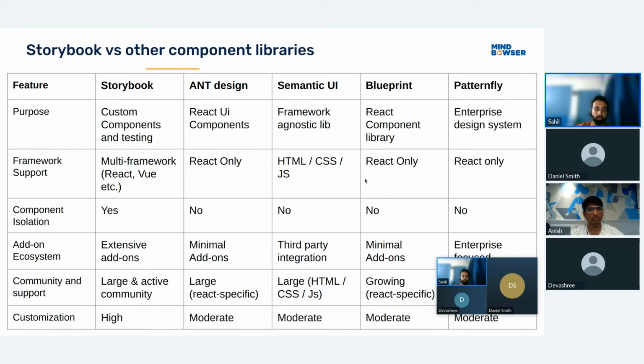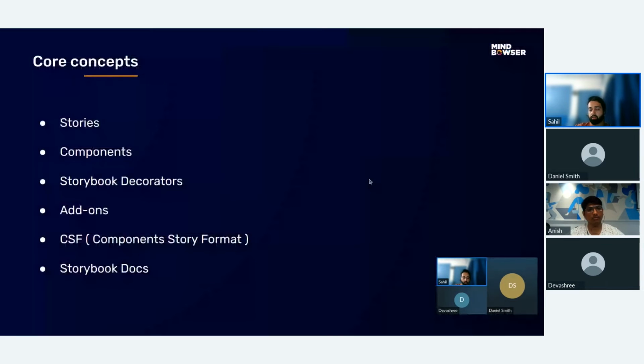Next, we'll go through the core concepts of Storybook. The first one is stories. In Storybook, stories are the fundamental units that represent different states or variations of a UI component. Each story showcases a specific instance of a component, and this allows us to see how it behaves under various conditions, such as when we pass in different inputs or maintain different states or themes.